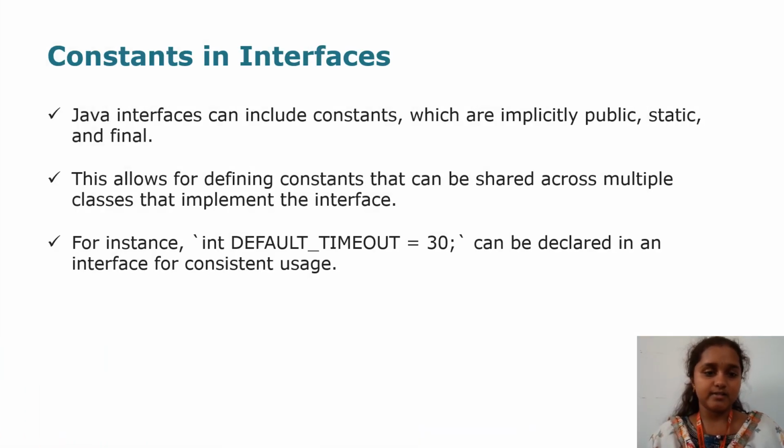Constants in interfaces. Java interfaces can include constants which are implicitly public, static, and final. This allows for defining constants that can be shared across multiple classes that implement the interface. For instance, int DEFAULT_TIMEOUT equals 30 can be declared in an interface for consistent usage. This is declared in an interface.